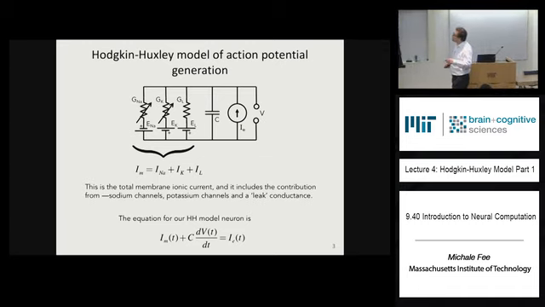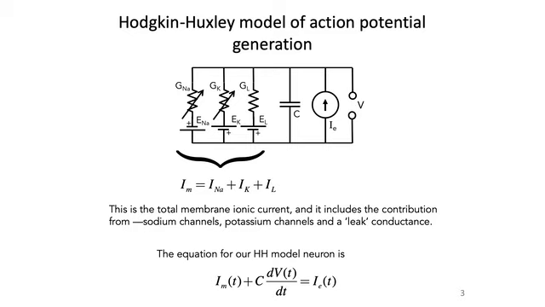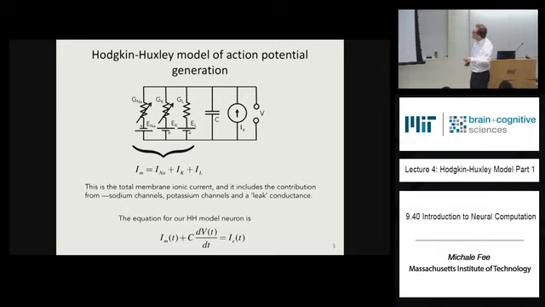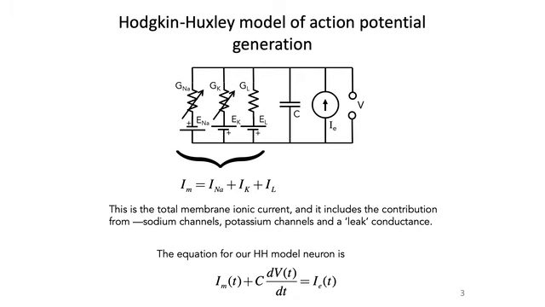So each one of those conductances with a battery is associated with a current. There's a current that goes through each of those conductances. The total current through the membrane, the ionic current through the membrane in the Hodgkin-Huxley model, is a sum of three components, actually. A sodium current, a potassium current, those two we just talked about, and a leak current that is just a fixed current.